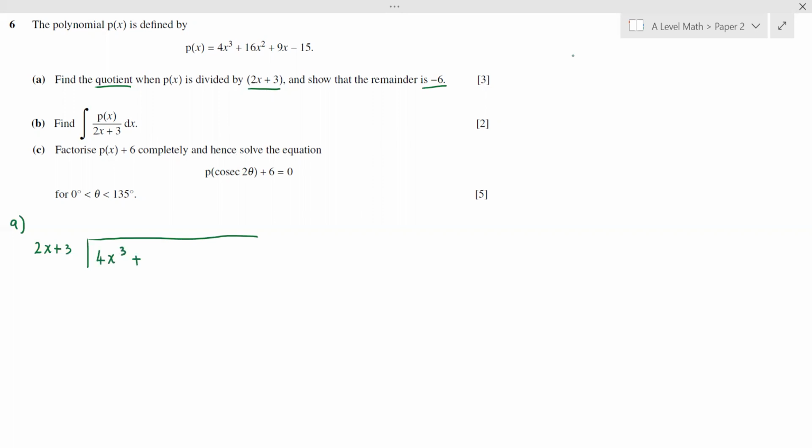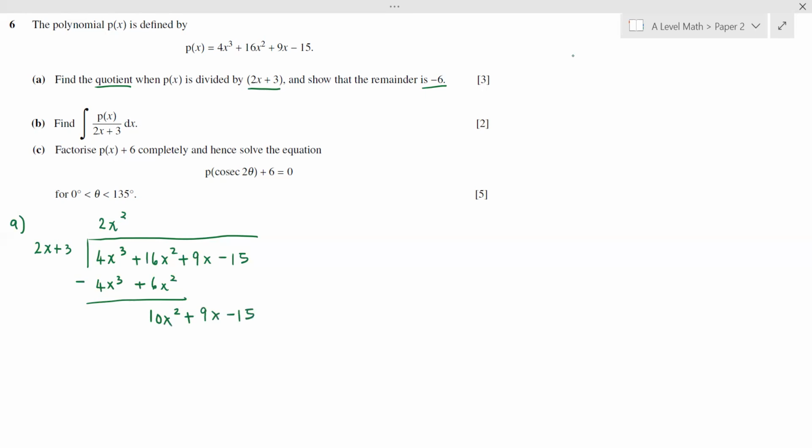We have 4x cubed plus 16x squared plus 9x minus 15. 4x cubed divided by 2x, that is 2x squared. Now let's take 2x squared, multiply throughout by the divisor. That is 4x cubed plus 6x squared. Now we subtract. 4x cubed minus 4x cubed, that is gone. 16x squared minus 6x squared, that is 10x squared. Bring the rest down, 9x minus 15.